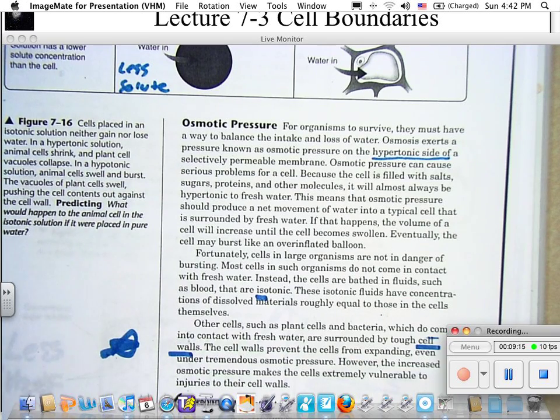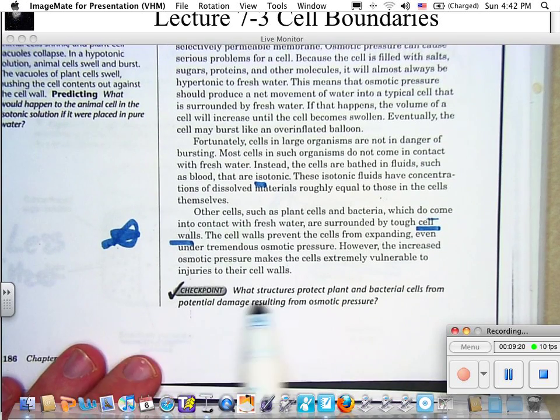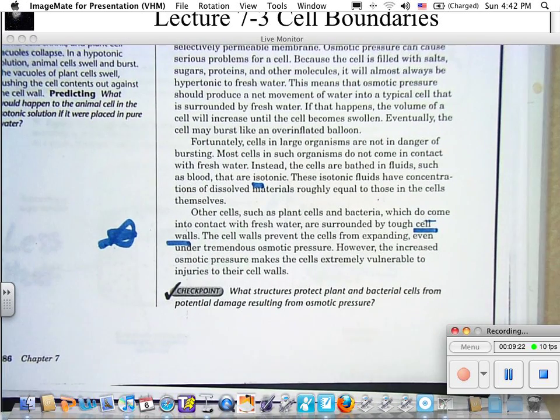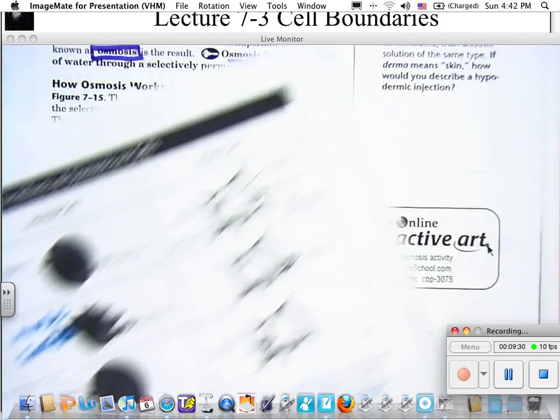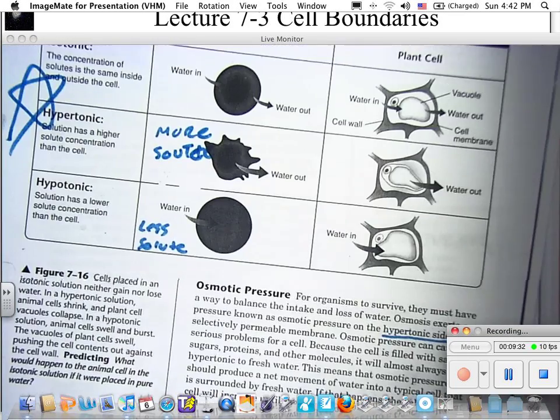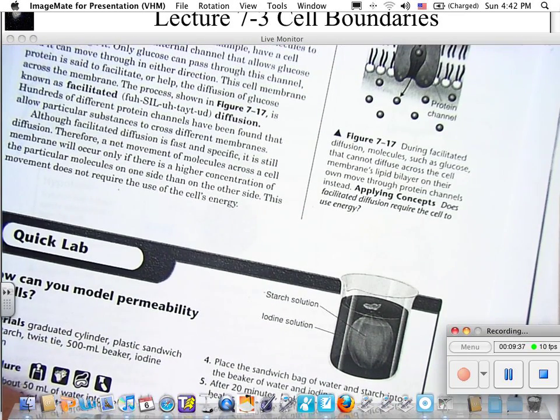Checkpoint. What structures protect plant and bacterial cells from potential damage resulting from osmotic pressure? If you said the cell wall, you are a winner. All right. Let's continue to move on to the next page, 187.